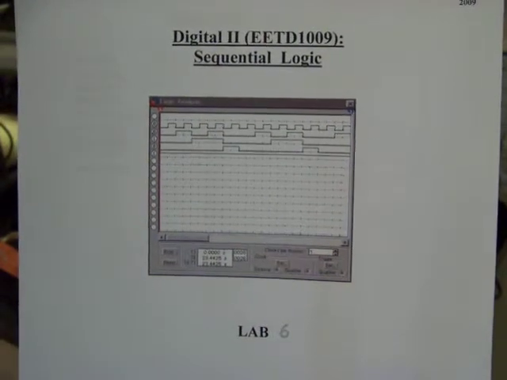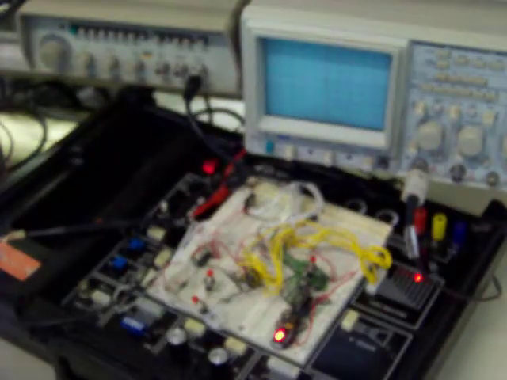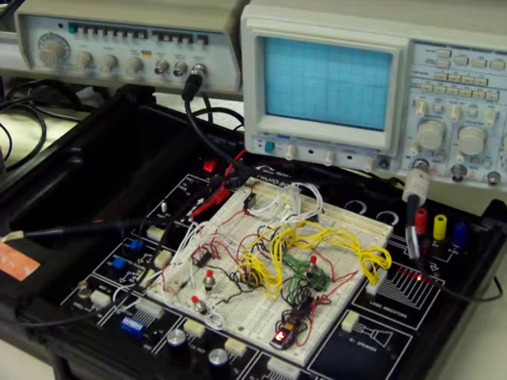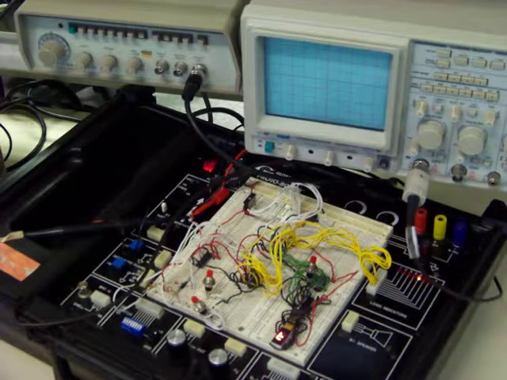This is Digital 2 Lab 6. This is Lab 6 using random access memory with the SN7489 chip.